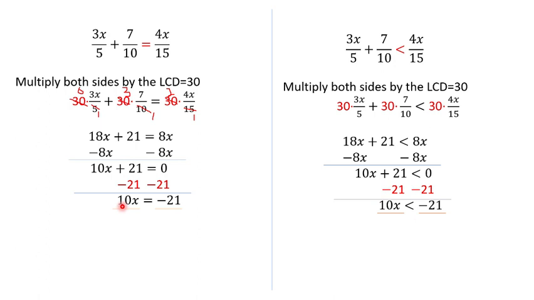Now we're going to get rid of the number 10 in front of x, because the operation between 10 and x is multiplication. We're going to do the opposite of multiplication, which is division. So we divide both sides by 10. For the inequality, if we divide both sides by a positive number, we don't need to flip the sign. So we're going to keep the sign as less than.